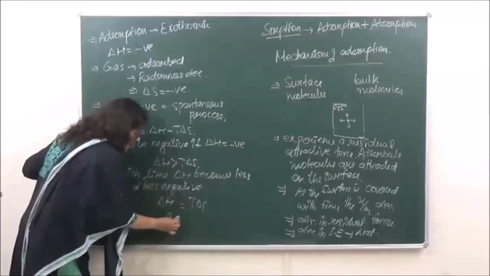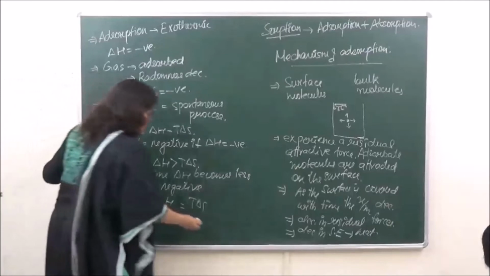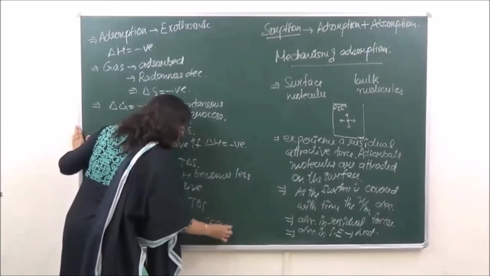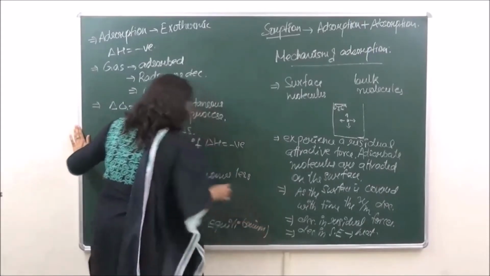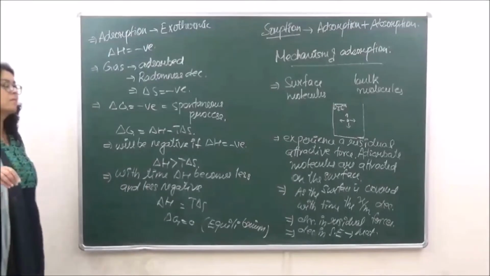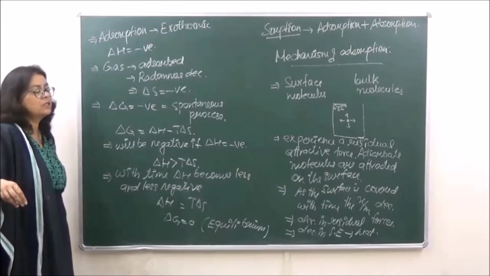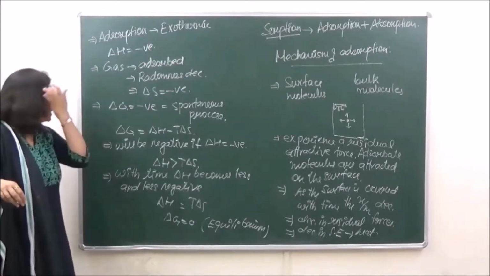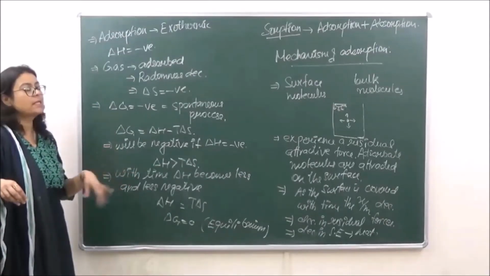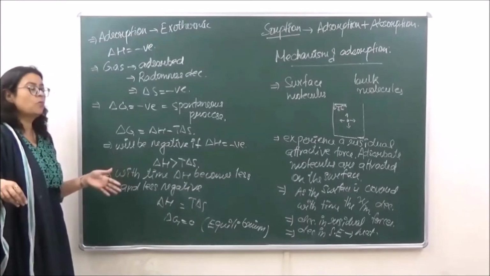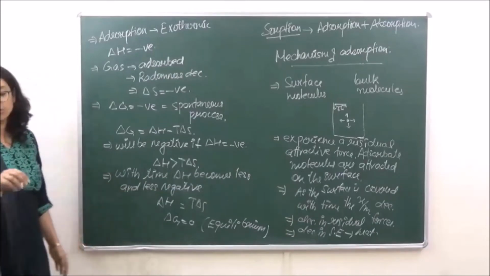So we say that at this point delta G becomes equal to 0, and this point is known as equilibrium, when the rate of forward reaction becomes equal to the rate of backward reaction. So that is going to be when delta G becomes equal to 0. So the amount of gas adsorbed, or the extent of adsorption, is equal to desorption. जितनी गैस एब्जॉर्ब होगी उतनी ही गैस that is going to leave the surface. So this is the theory of adsorption.